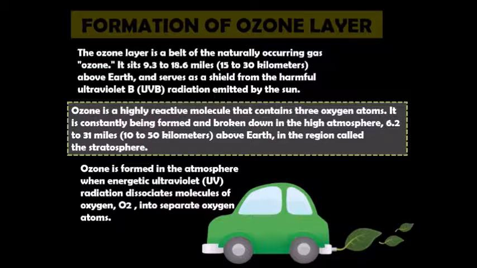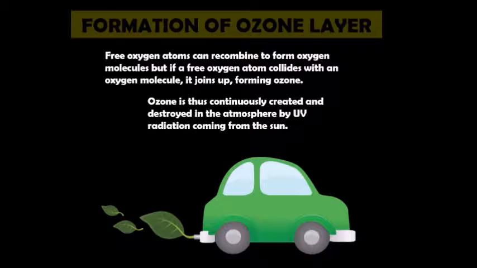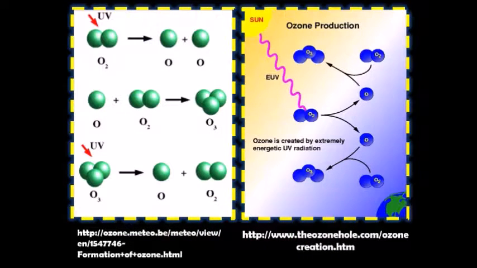Ozone is formed in the atmosphere when energetic ultraviolet radiation dissociates molecules of oxygen, O2, into separate oxygen atoms. Ozone is thus continuously created and destroyed in the atmosphere by UV radiation coming from the sun.